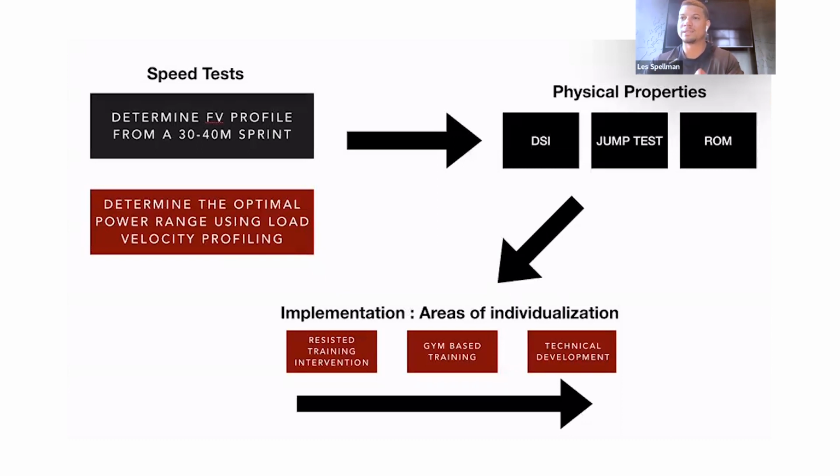And then lastly is technical development. The reason why we put technical development last is that when we're looking at technique, we don't want to change that by cueing, necessarily, not first. We want to identify the physical properties of why they might express that technique and then be able to cue to solidify that technique. So we look at technical development from a physical standpoint first.